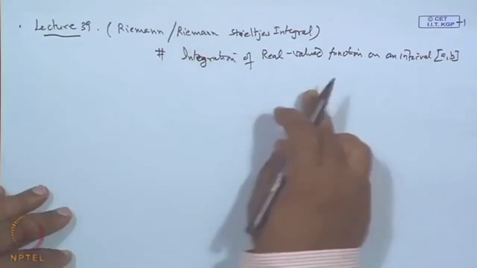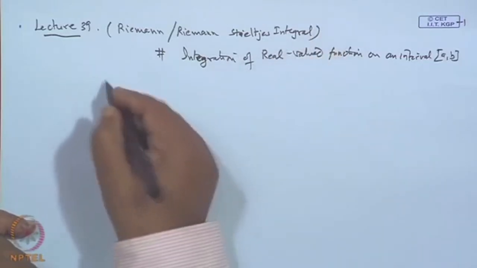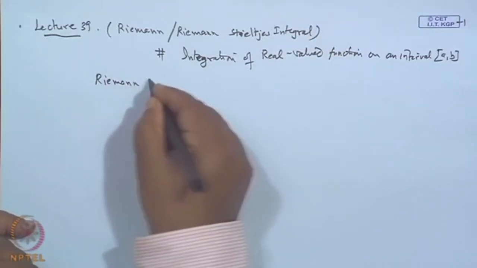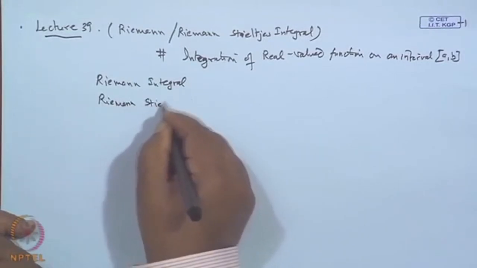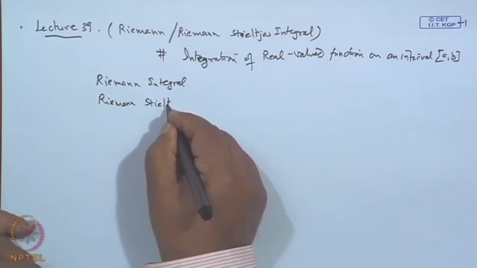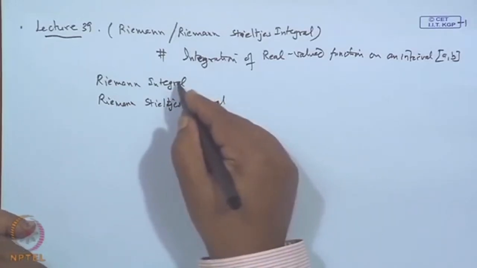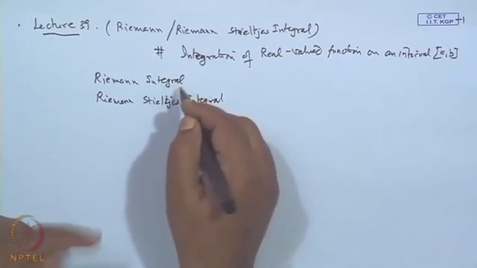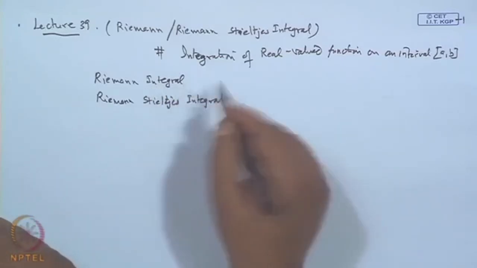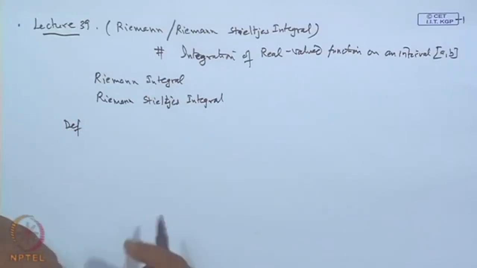Now in this integral of the real valued function, we have two types of integral we will discuss. One is the Riemann integral, and another one is the Riemann Stieltjes integral. In fact, the Riemann Stieltjes integral is the generalization of the Riemann integral, and in a particular case we can say this. Now this is all a definite integral, so it is an extension of the definite integral when we go for the Riemann integration. So before going to the Riemann integral, let us first see the definition, how to define the Riemann integral.